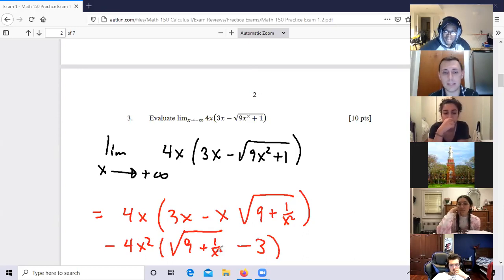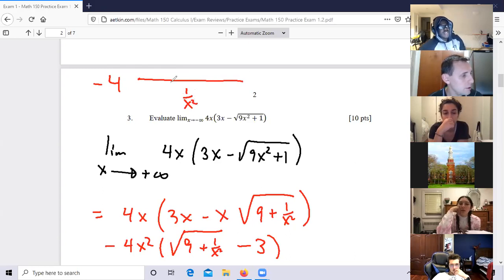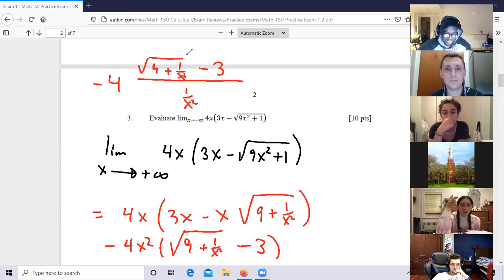And so what I see is 1 over x squared, and here I see x squared. So what do I do? I now divide by 1 over x squared. So what I have is minus 4, and here I have 1 over x squared. And in the numerator, I see root of 9 plus 1 over x squared minus 3. Does it remind you of something? Derivative? Exactly. That's the derivative, times minus 4. You can solve it using previous techniques, but it's again peekaboo.